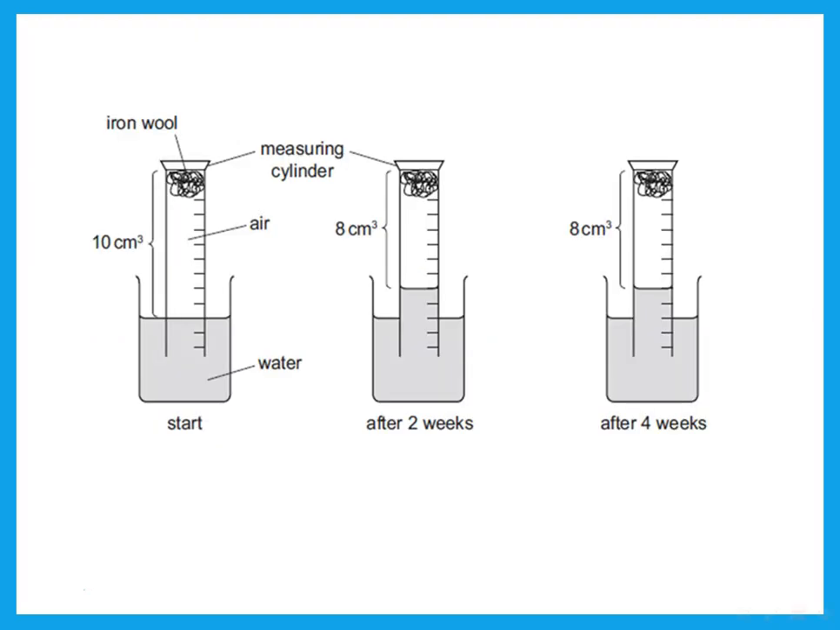Sometimes he has this experiment in which he has iron wool at the top in the measuring cylinder. And if we leave it for 2 weeks, for example, we find that the water in the measuring cylinder goes up. Now, why does the water go up? Remember that the iron uses up oxygen from the air for rusting, and the water goes up to replace the oxygen that was used in rusting. Now, after 4 weeks, the water is still the same. This is because all the oxygen has been used up, so no more rusting.